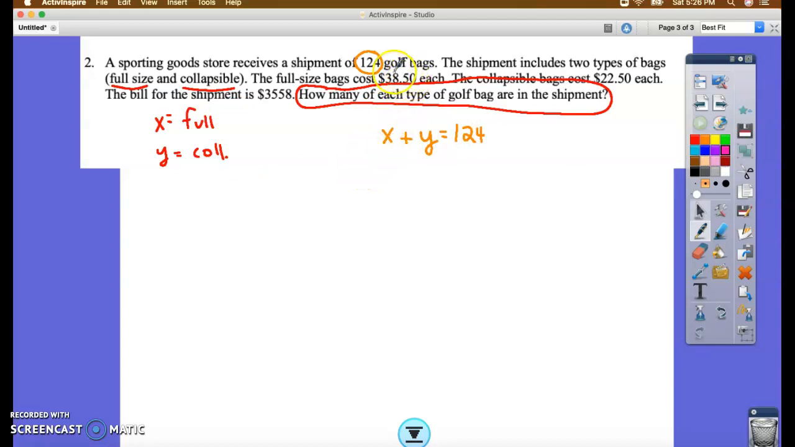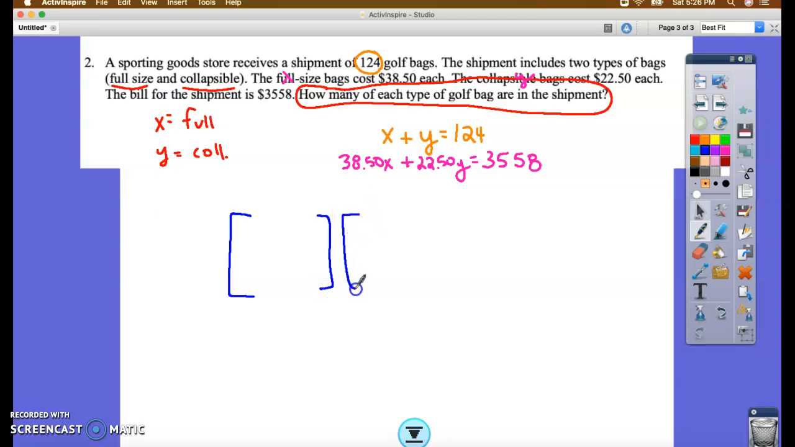I'm going to put the money one. 38.50 goes with full, so that's going to go with X. So 38.50 X is my first one, and 22.50 Y is my second one. My equal sign should line up the best I can, and my total is $3,558. Now that I have it nice and organized, I have to get my coefficient matrix, my variable matrix, and my constant matrix.